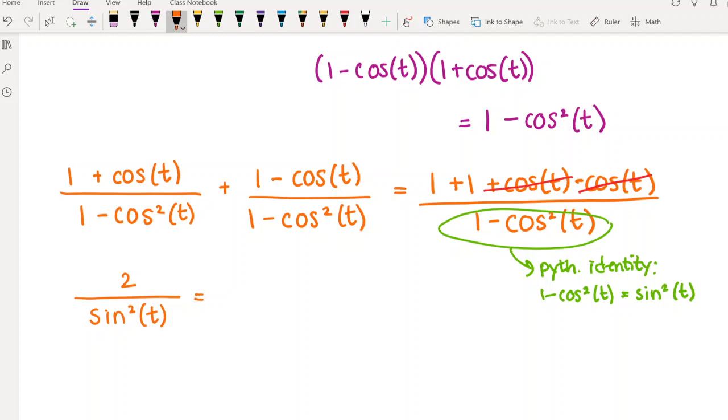And so what's another way of writing that? Well, 1 over sine of t would be cosecant. So 1 over sine squared would be cosecant squared, and then we're multiplying that by 2. So this is 2 times cosecant squared of t.